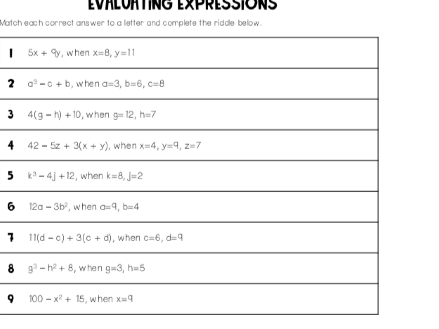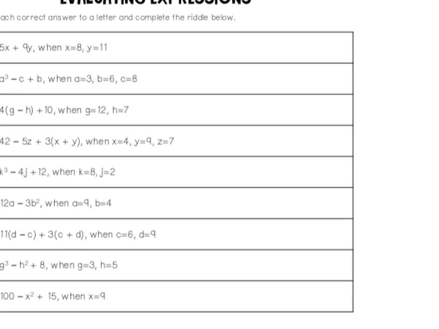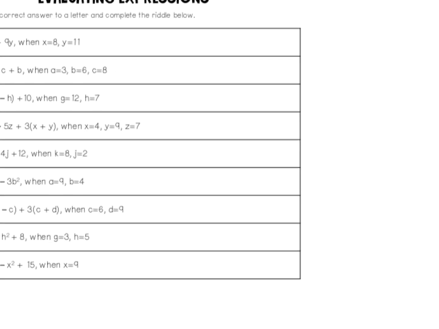So, just to review, Molly, I'll get your question in a second. How this works, number 1 says 5x plus 9y when x is 8 and y equals 11. So the first thing I should see is that you have rewritten it.